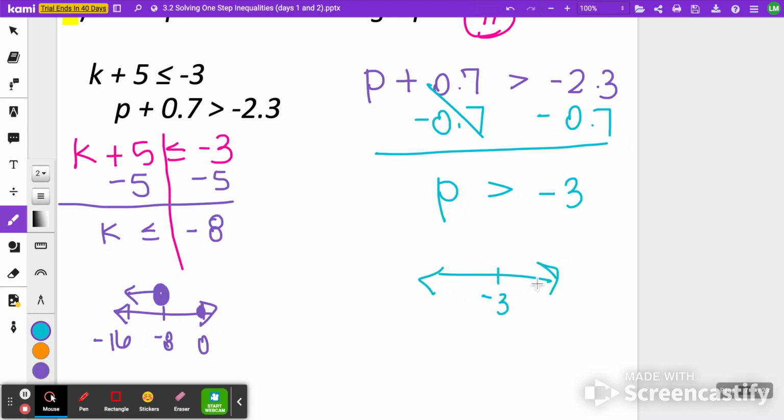I have -3 here in the middle. 0 is to the right, -6 is to the left. Greater than means an open circle pointing to the right.